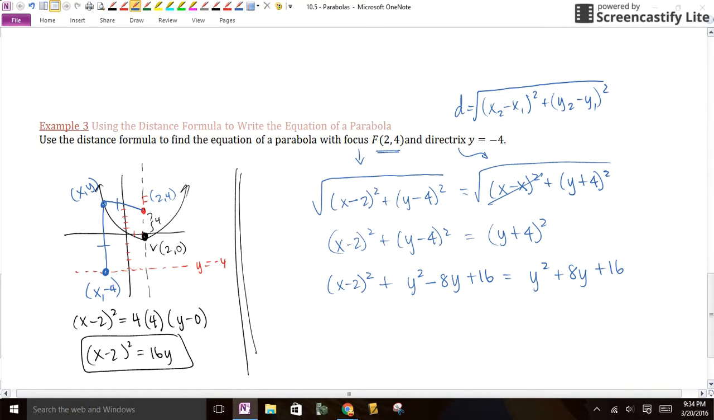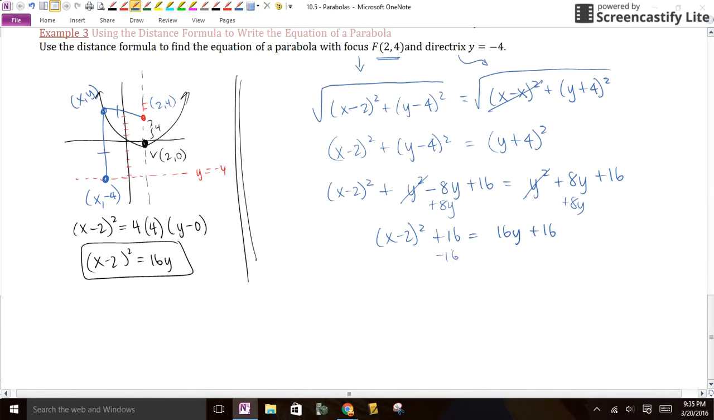Now combine stuff over. Subtract the y squareds over. Boom. Right? So add the 8y over. And now I have (x minus 2) squared equals, oh, don't forget the 16 I had sitting here, plus 16. And what am I left with? 16y plus 16. And in that last step, I'm going to subtract the 16 over. And I'm going to have (x minus 2) squared equals 16y. Look at that. The same exact thing.